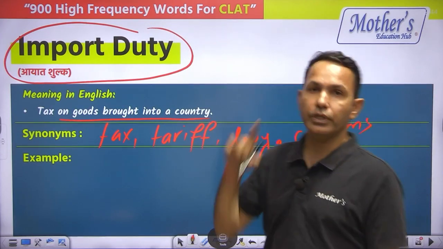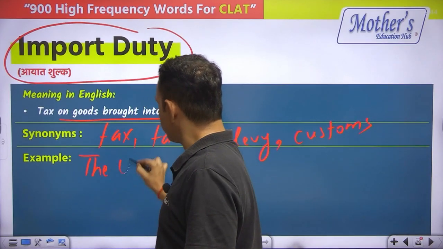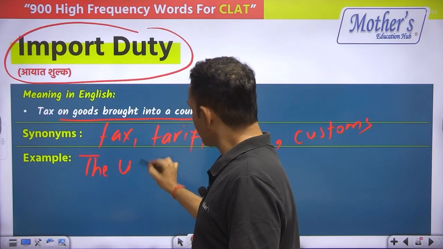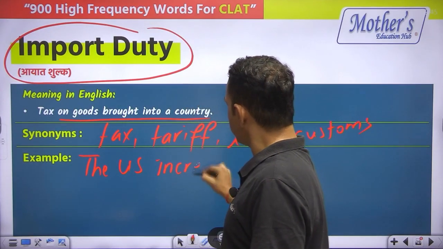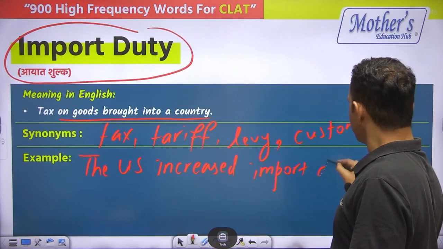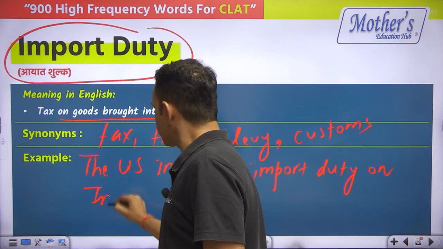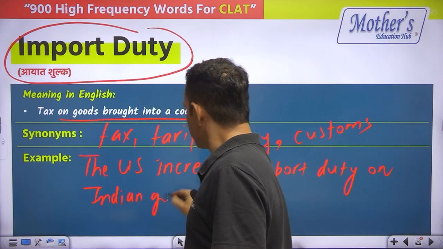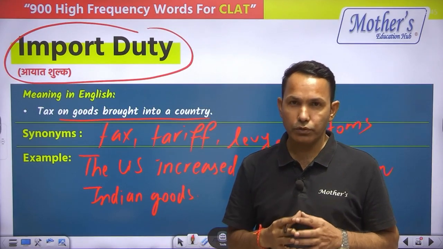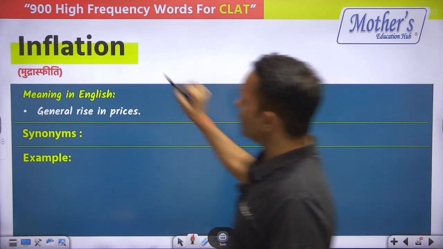Let's use import duty in a sentence. Trump, the US increased import duty on Indian goods. So that was the word import duty, a common economic term. Let's move on to the next word, that is inflation.